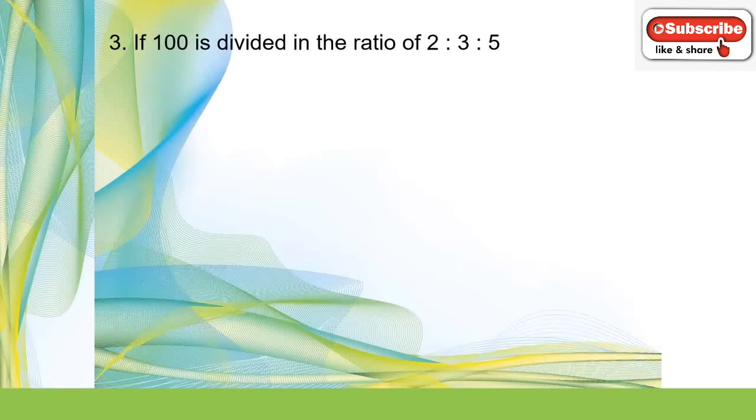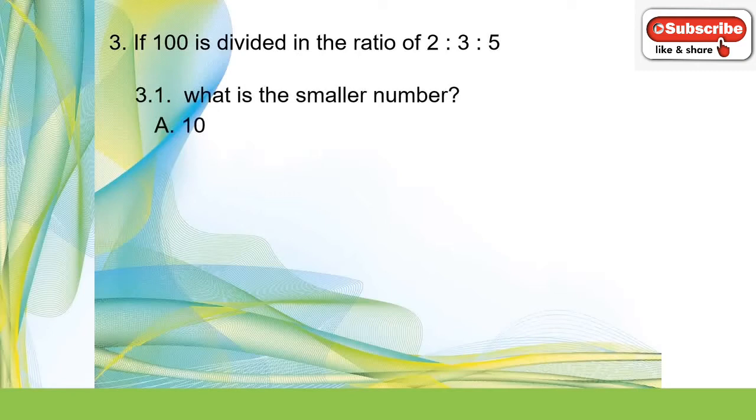Number 3. If 100 is divided in the ratio 2:3:5. First question, what is the smaller number? A. 10. B. 20. C. 30. D. 40. Write your answer now. Time is up. The correct answer is letter B.